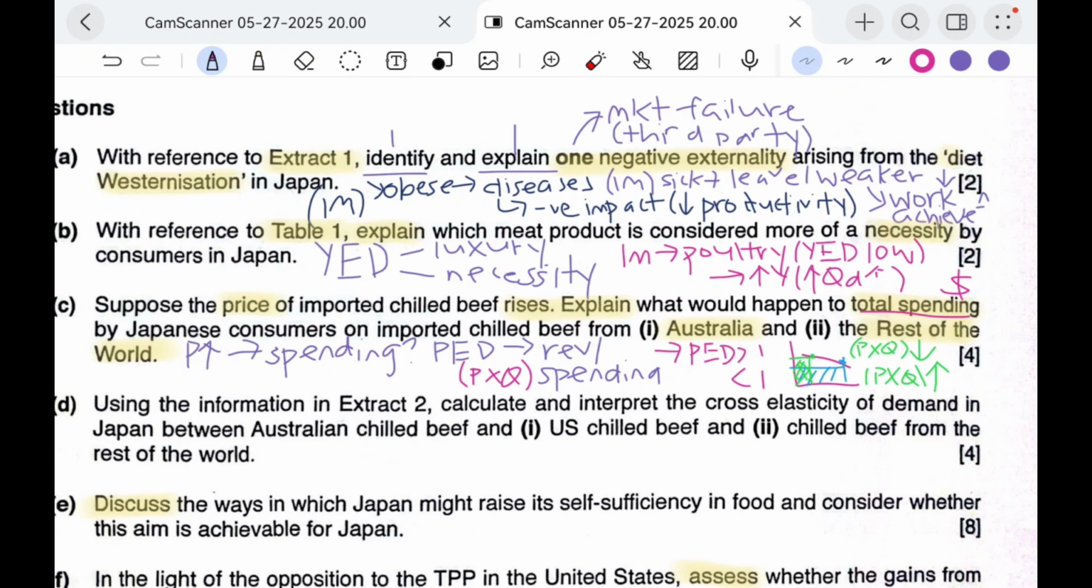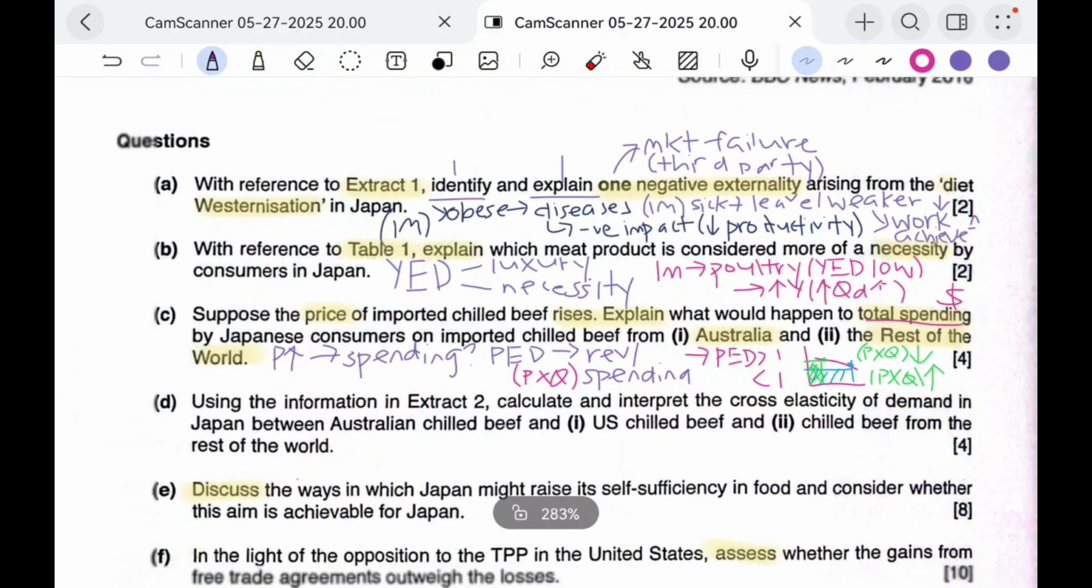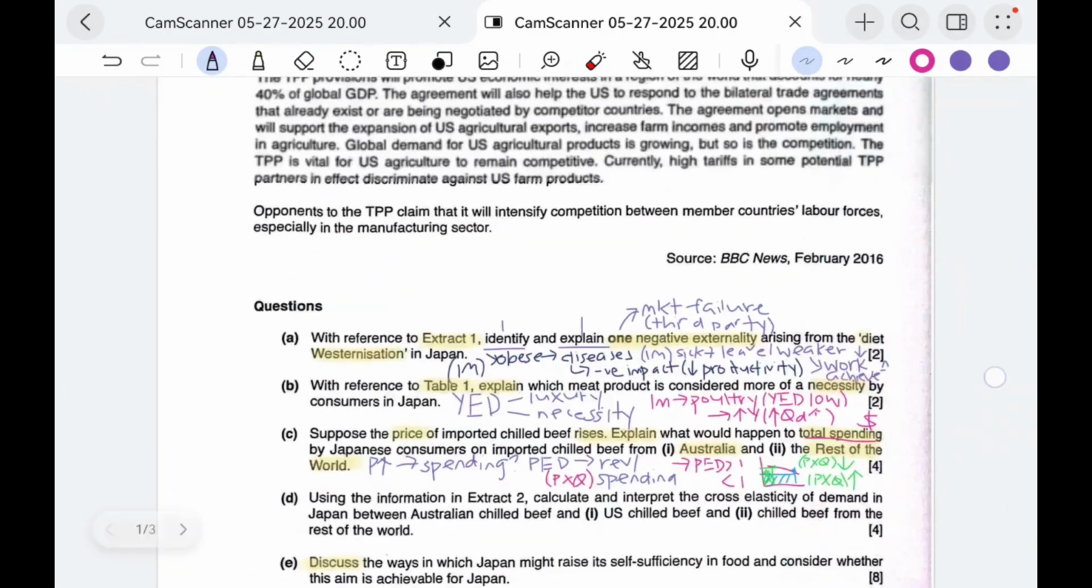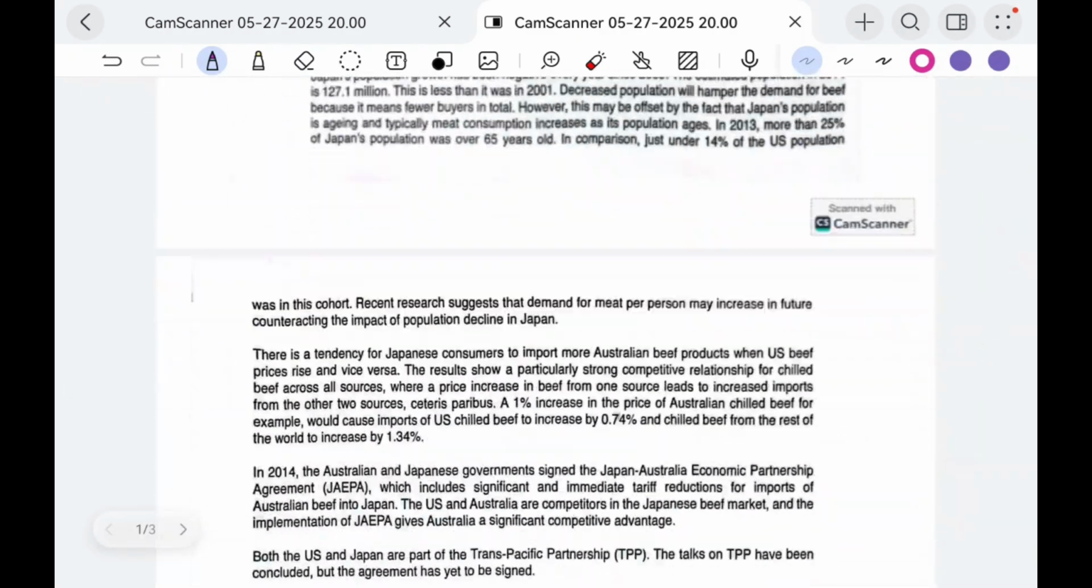Okay, so we just go to table 2. In this case, you realize that part C didn't mention table 2, because they have already told you that for the first 2 parts. So you need to go and find out by yourself where the PED data is. In this case, it should be, yes, in your table 2.